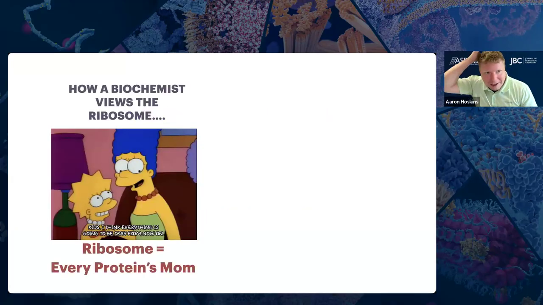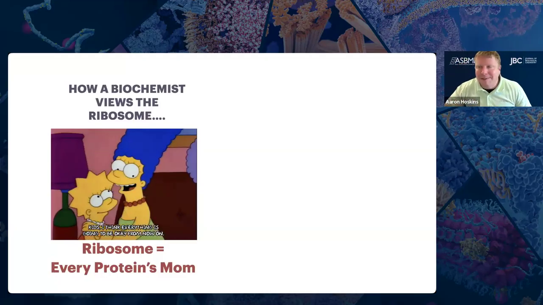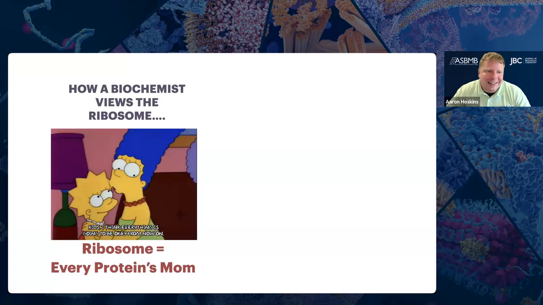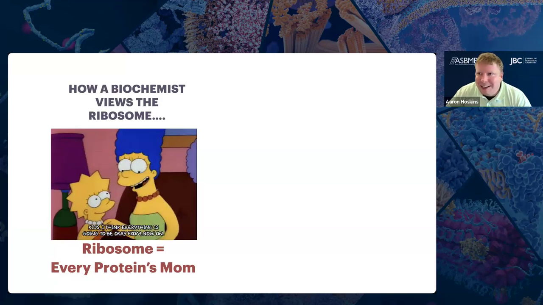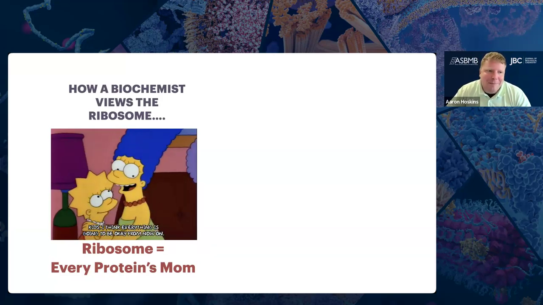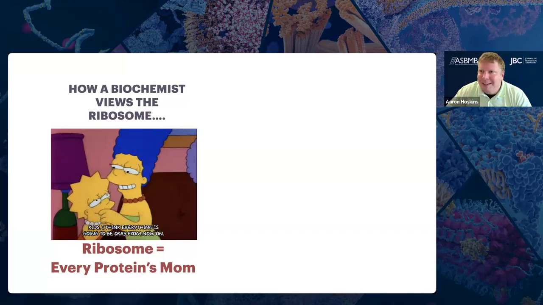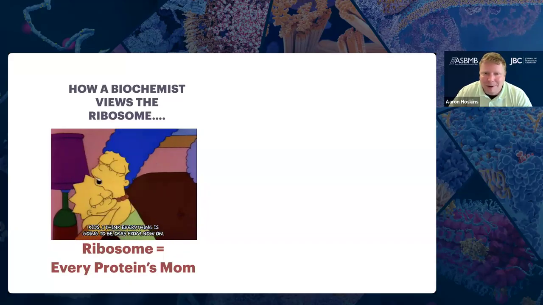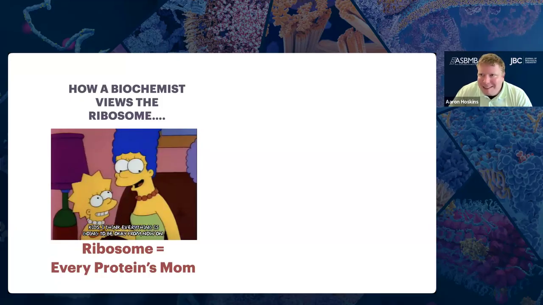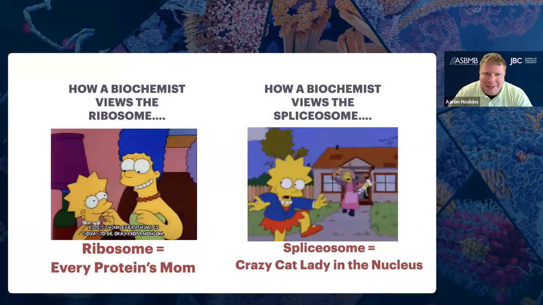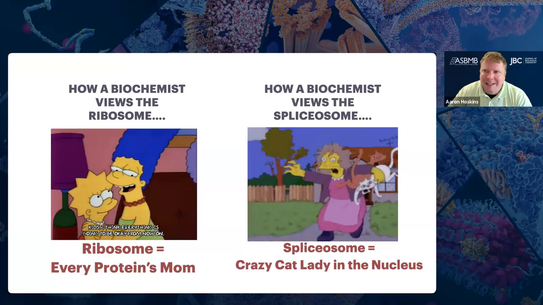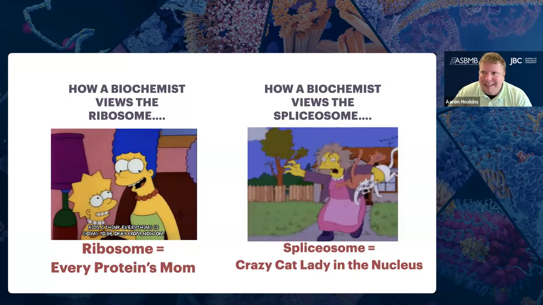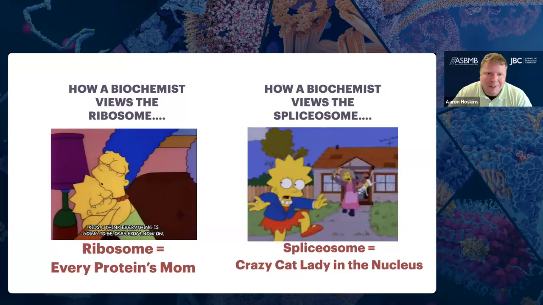I admit the way I feel when I go to conferences, especially biochemistry conferences, is that the spliceosome is a second cousin to the ribosome. A lot of biochemists view the ribosome as your protein's mom. So the ribosome is every protein's mom. Whereas the spliceosome is a little bit esoteric, and so it has this reputation of being the crazy cat lady in the nucleus that does these weird things with RNA that don't really make sense, and why on earth would this ever have evolved?